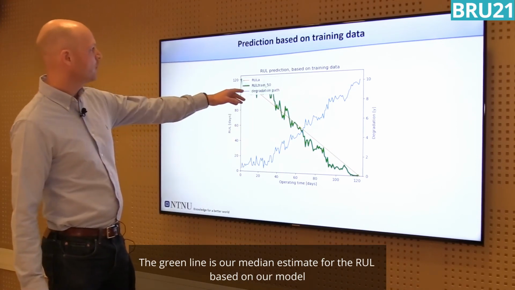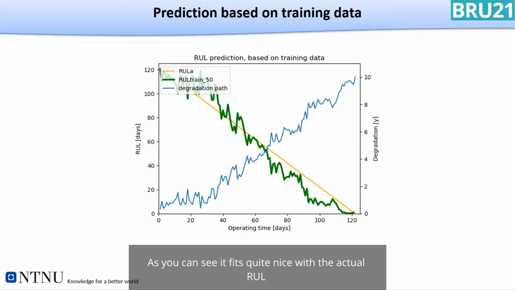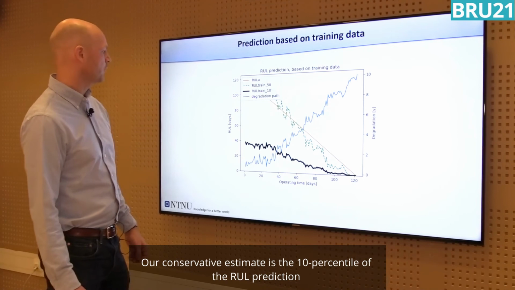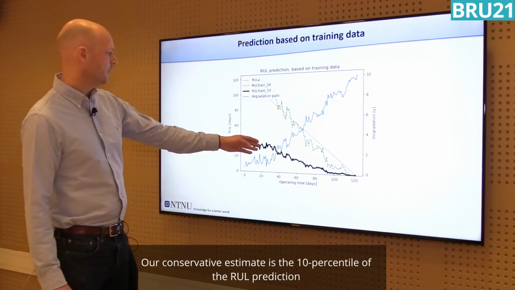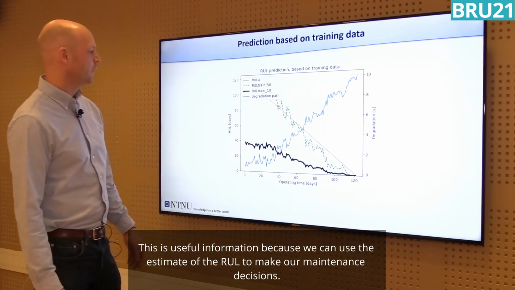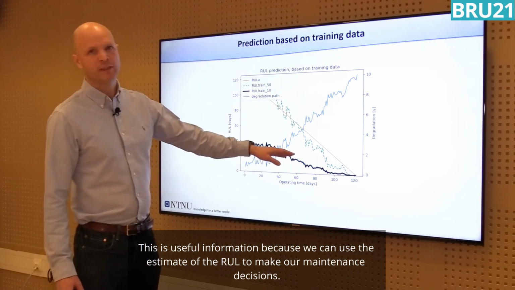The green line is our median estimate for remaining useful life based on our model. As you can see, the fit is quite nice with the actual remaining useful life, but because it's often much more expensive to do maintenance too late than too early, it's normally wise to use a more conservative estimate for our RUL prediction. Our conservative estimate here is the 10th percentile of the RUL prediction.